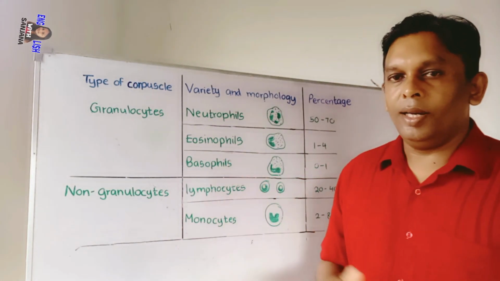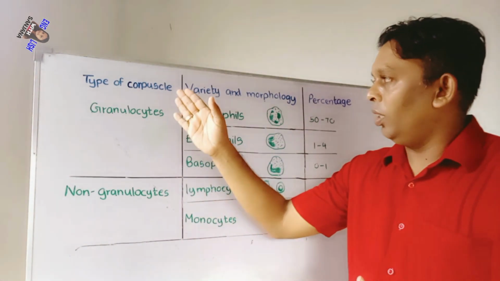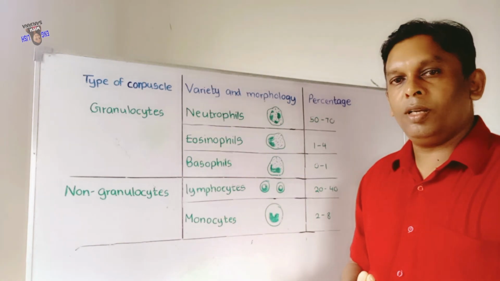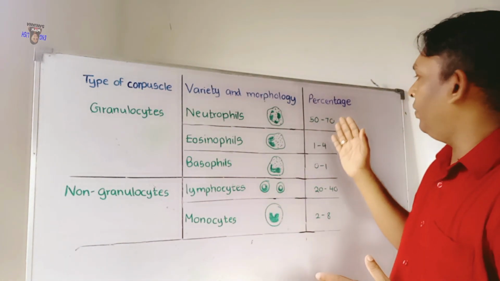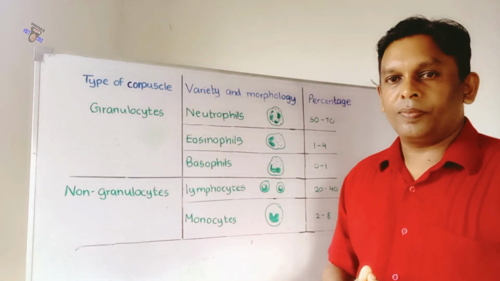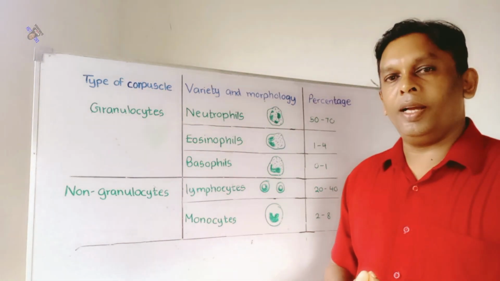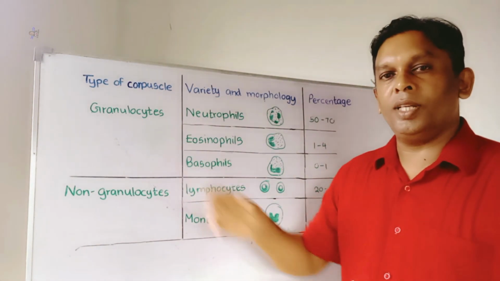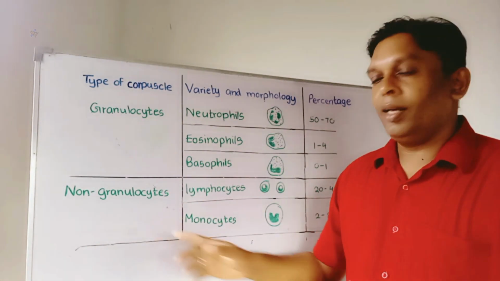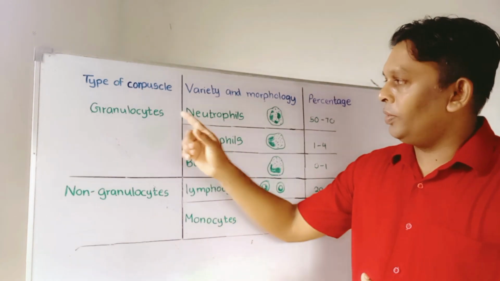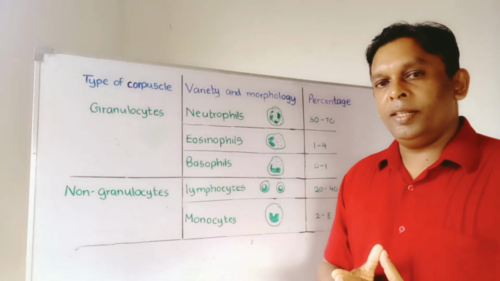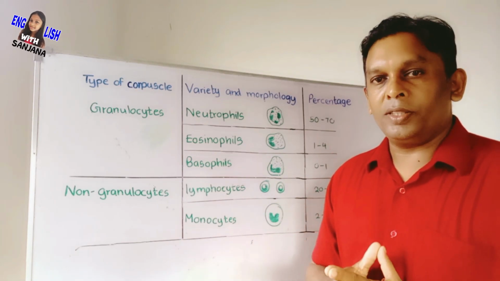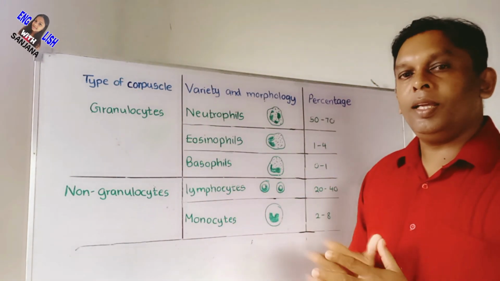Now I have drawn a table here with types of corpuscles, variety and morphology of white blood cells, and percentages. In the first column you can find two main types of white blood cells: granulocytes and non-granulocytes. In granulocytes, as I told you already in the introduction, you can observe granules within the cytoplasm. Here there are three varieties.